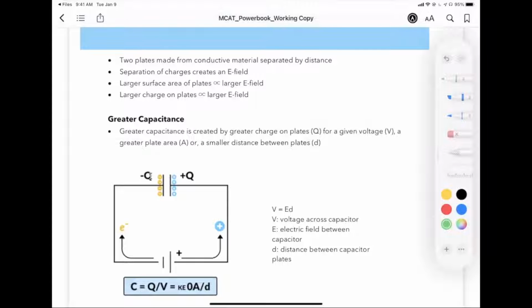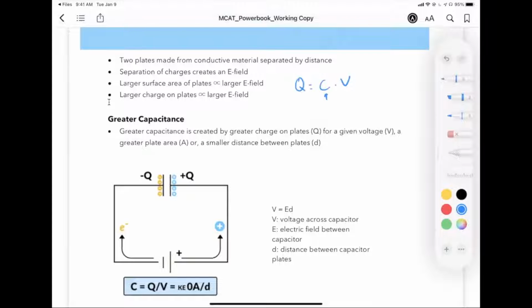Now if we wanted to look at the total amount of electric charge that can be stored on a given capacitor plate, we would find that it is directly proportional to the voltage difference. That's how we get the equation Q is equal to CV. The proportionality constant C is known as our capacitance, and there's a linear relationship between Q and V.